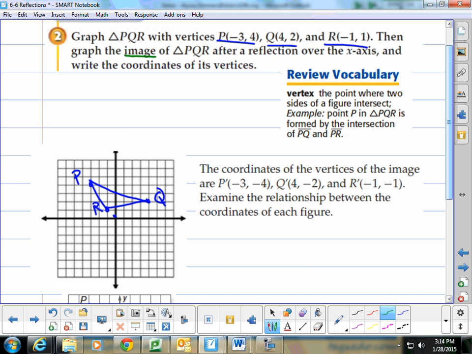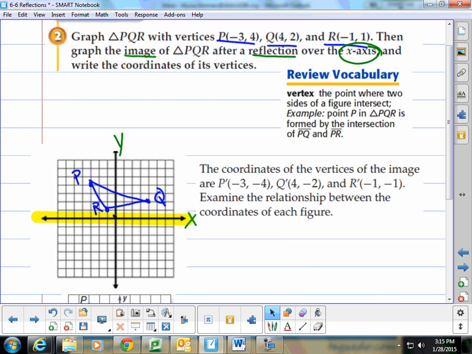Image, meaning the transformation of PQR after reflection over the x-axis. We should know this is y, this is x. So we're going to reflect over the x-axis. I like to highlight my line so I know I'm flipping it downward more than anything. So, flipping it downward. Okay, we go by the vertex.